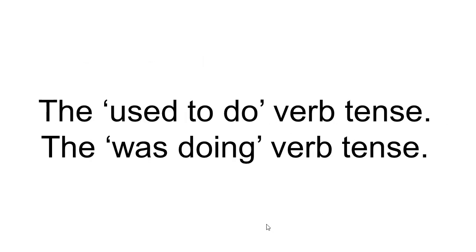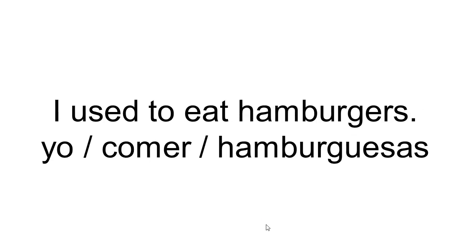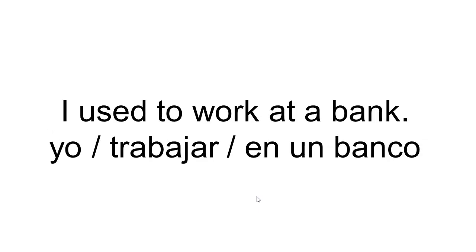Think of the imperfect as the used to do verb tense or the was doing verb tense, because it describes things you used to do or someone else used to do, or things you were doing or someone else was doing. Okay, so if I want to say I used to eat hamburgers in Spanish, it would be yo comía hamburguesas. I used to eat hamburgers maybe before I started my diet or whatever. Yo comía hamburguesas. I used to eat hamburgers.